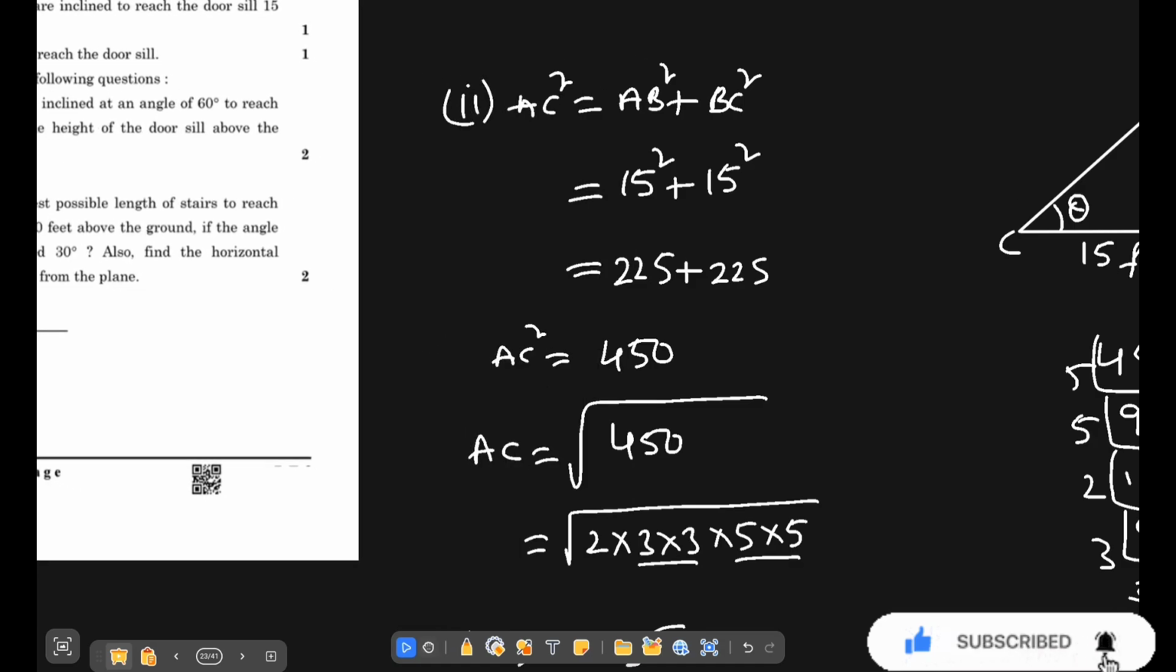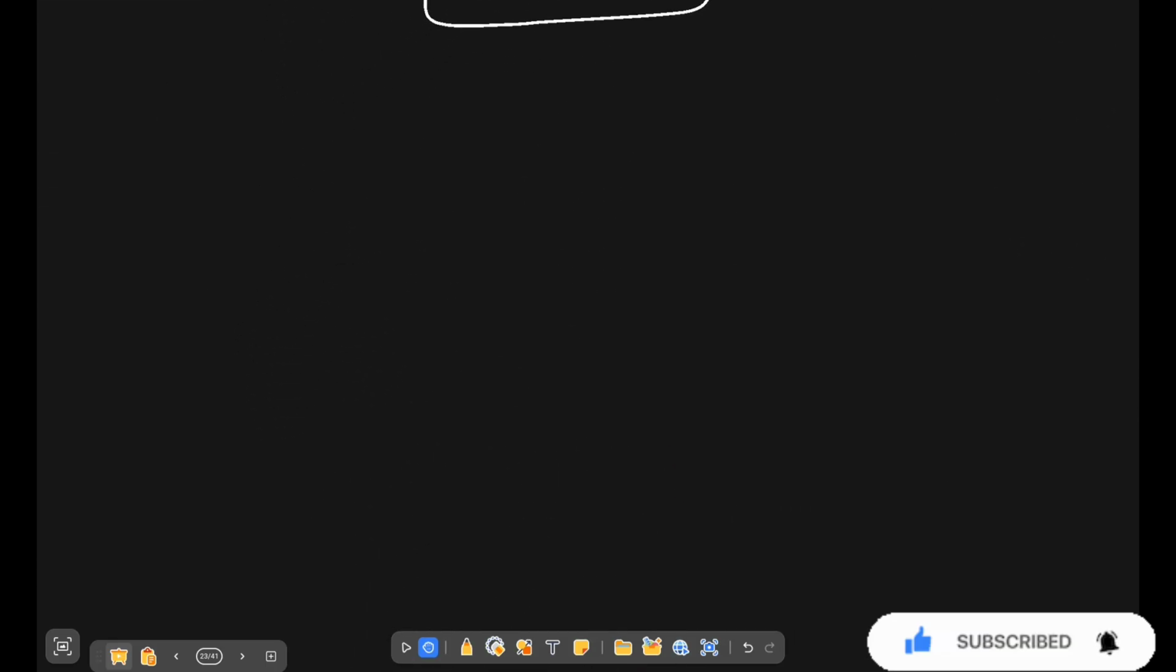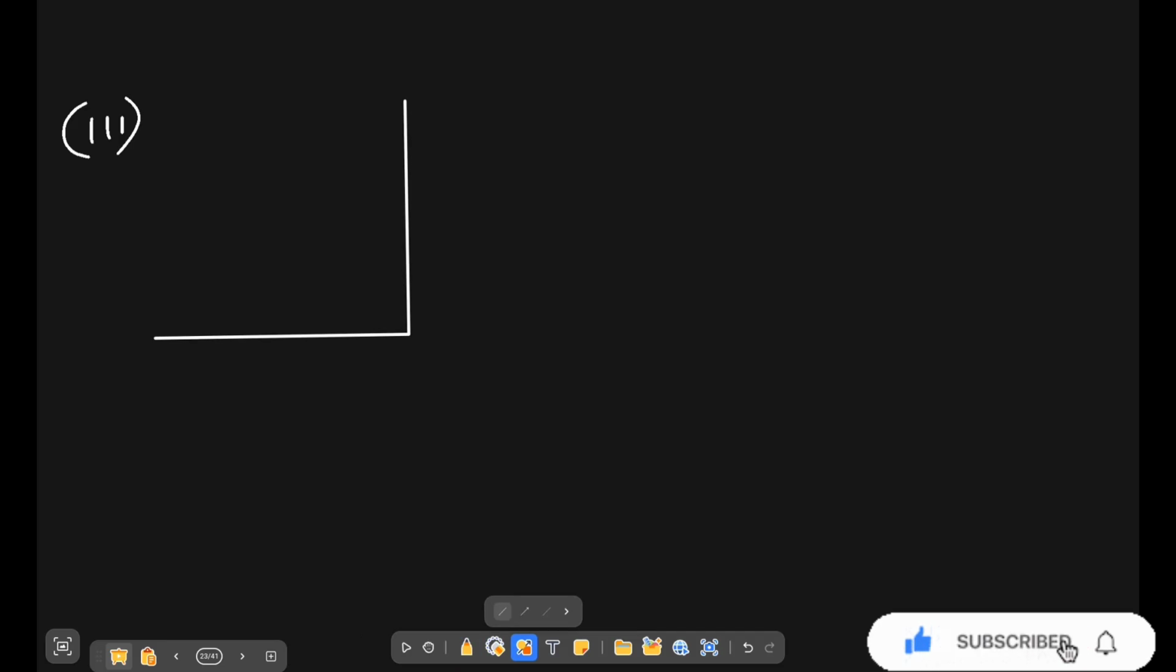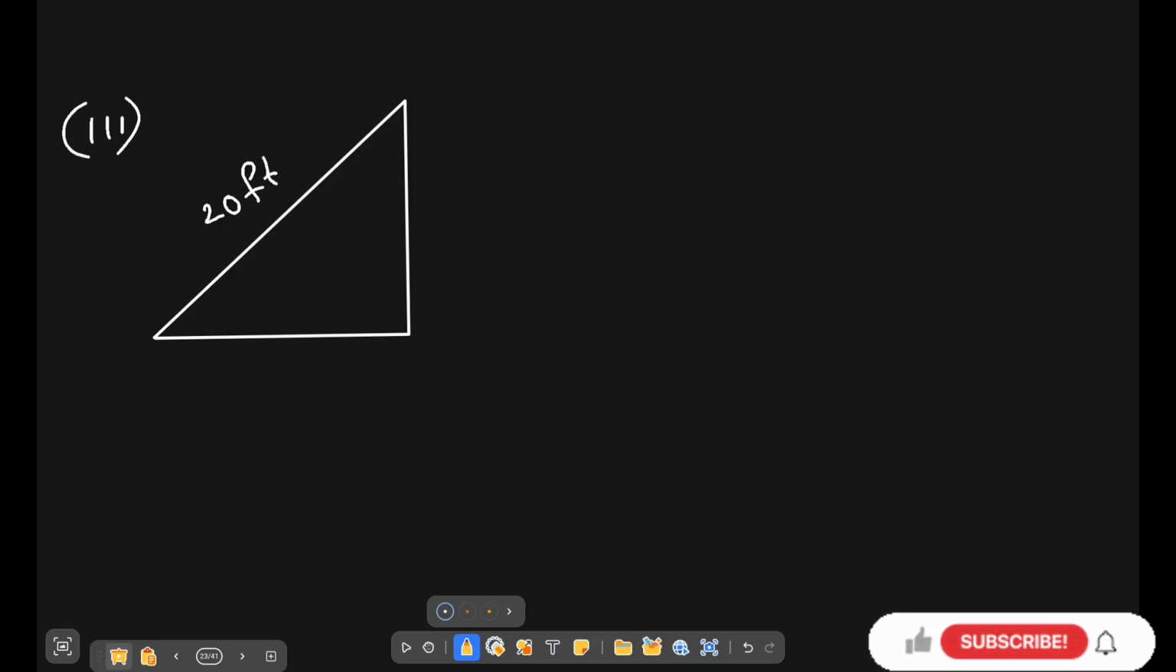It's a new problem. The third question is: given that the 20 feet stair is inclined at an angle of 60 degrees.